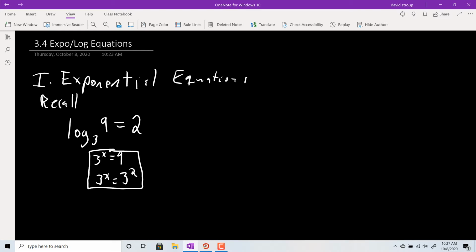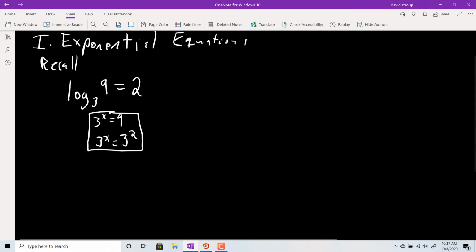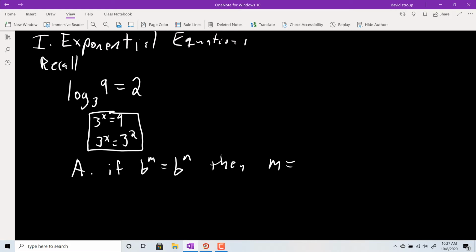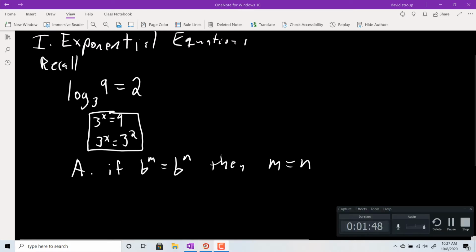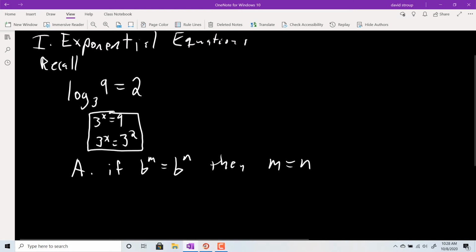And the property you used to solve that equation is called the, I think it's the one-to-one property. Okay. Crud, I didn't write that down anywhere. But anyways, the property that we're using here is basically if b to the m equals b to the n, then m must equal n. Yeah, it's the one-to-one property. Okay, so let me just write that one-to-one property.